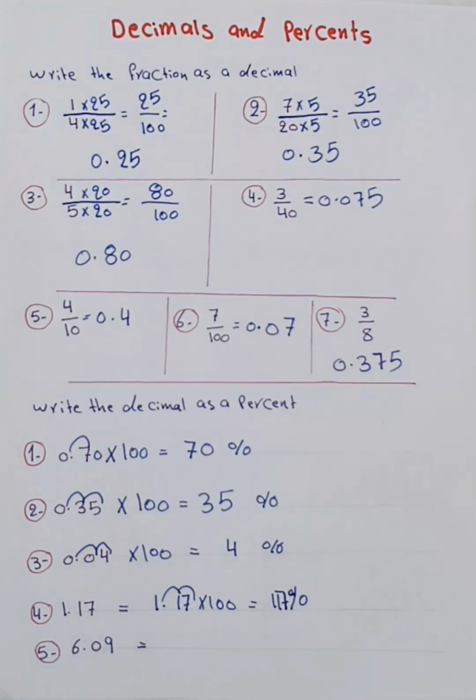Example number 5, we have 6.09. You have to multiply by 100. The decimal point moves 2 steps to the right. 1, 2. Equal to 609%.